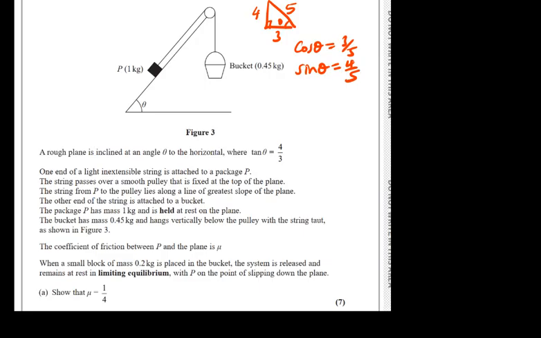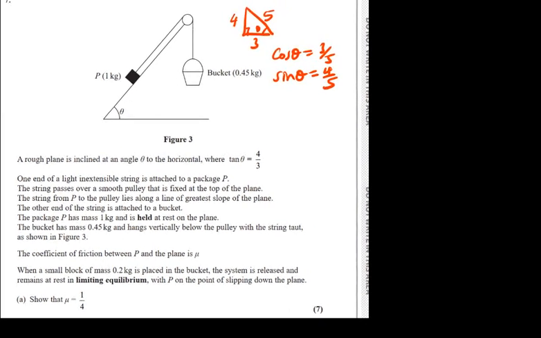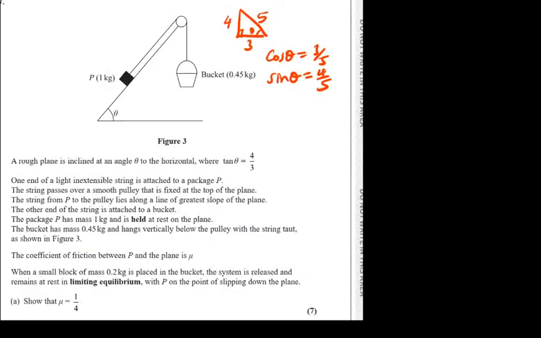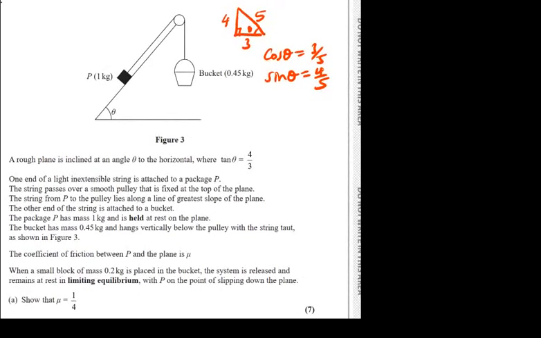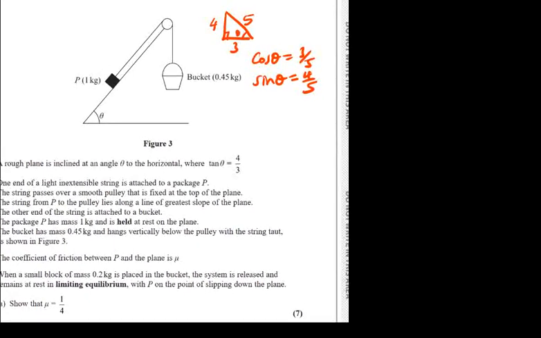Now when you talk about limiting equilibrium, that's the point where it's in between resting and slipping down. There it means that friction is the one that's holding it in place. So we need to show that the value of mu is a quarter.